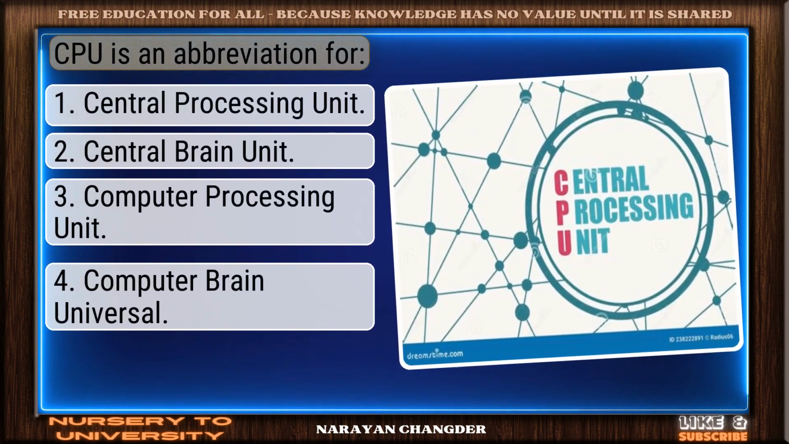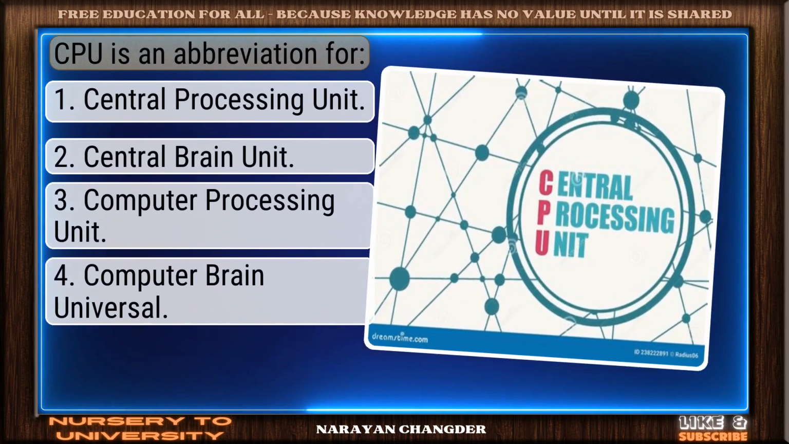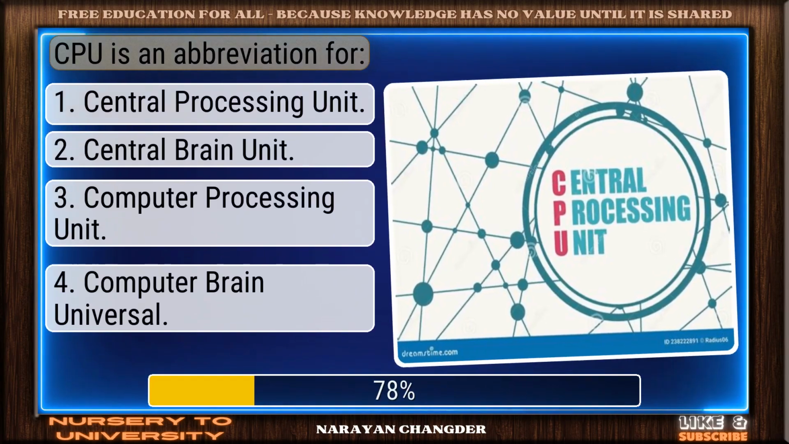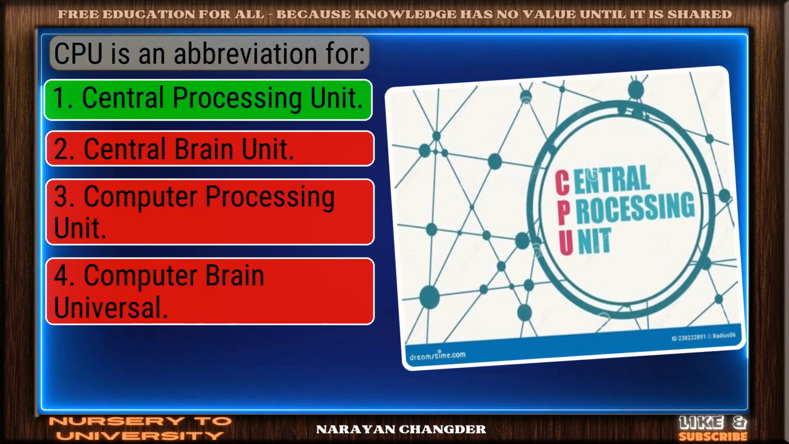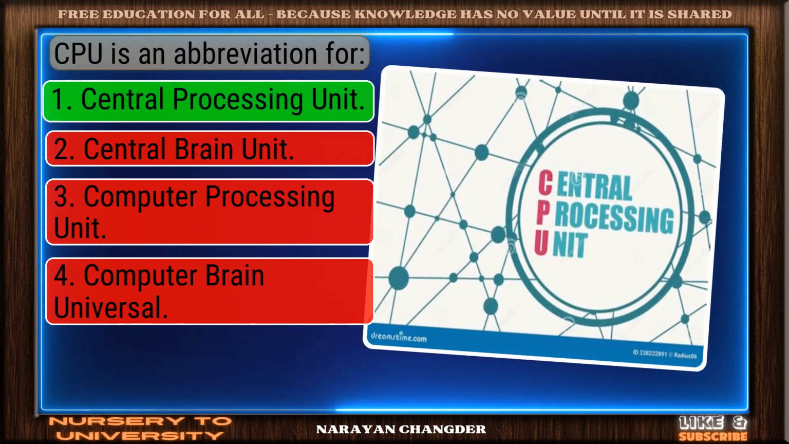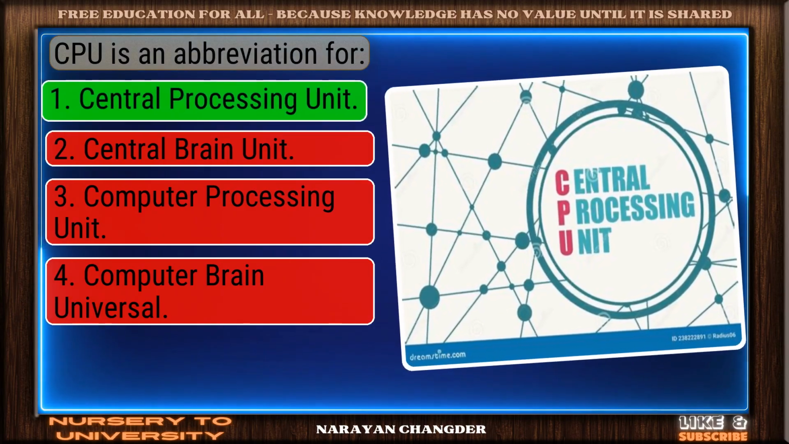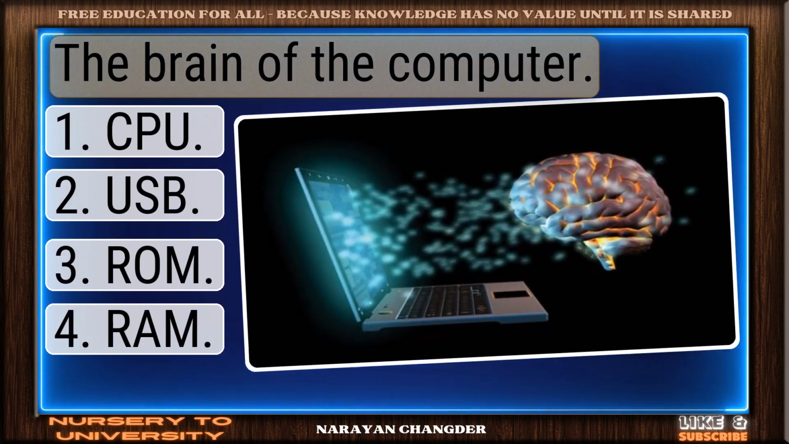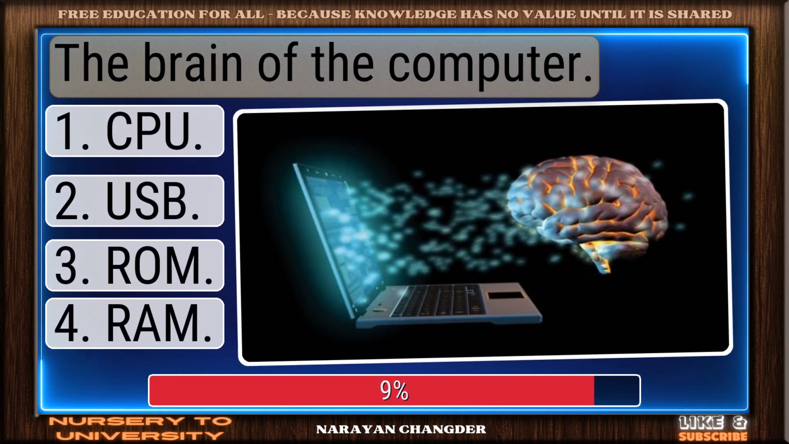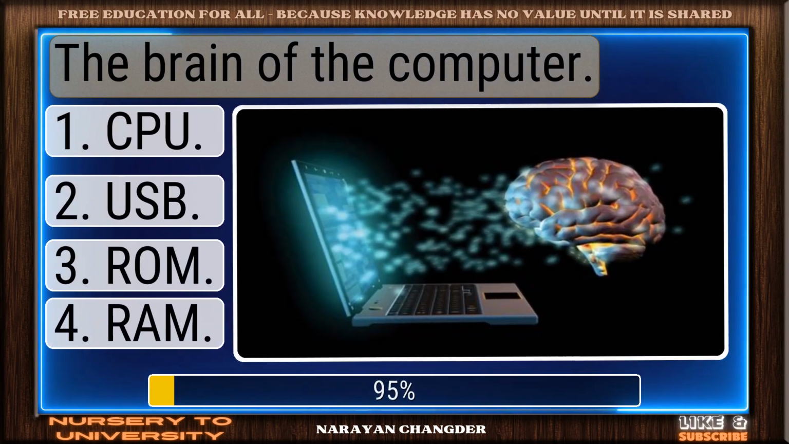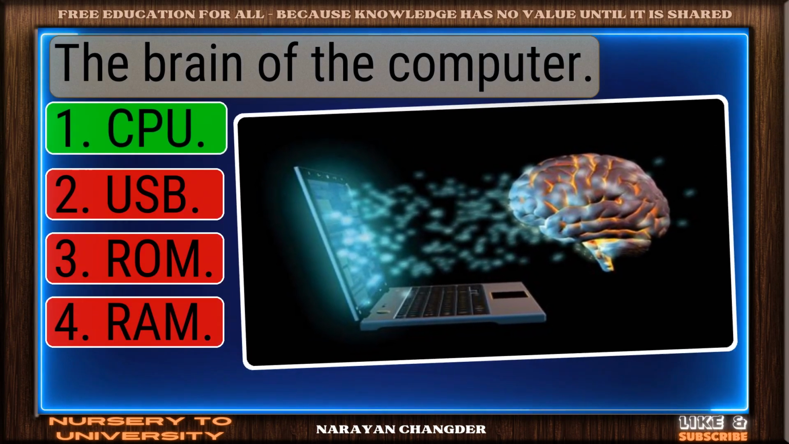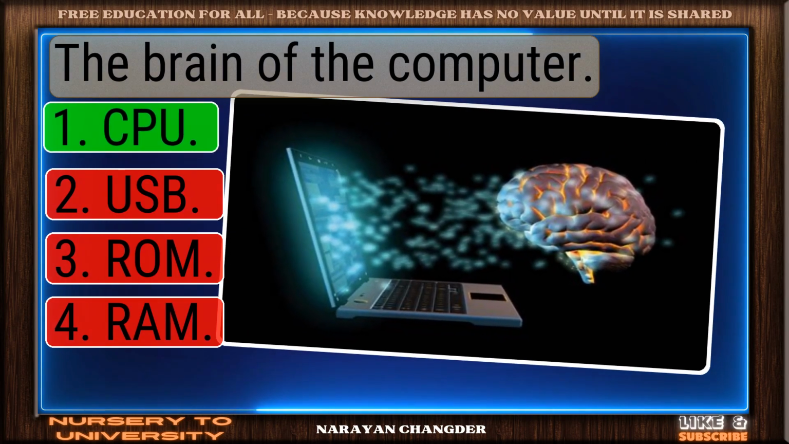Question number 54. CPU is an abbreviation for. Smart pick. Central Processing Unit is the correct choice. Question number 55. The brain of the computer. Great job. CPU is the accurate answer.